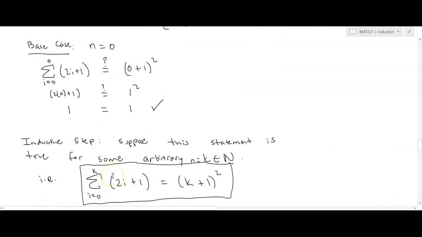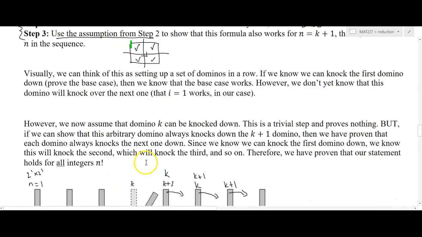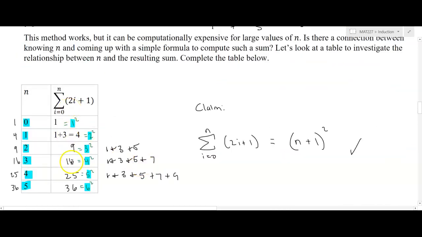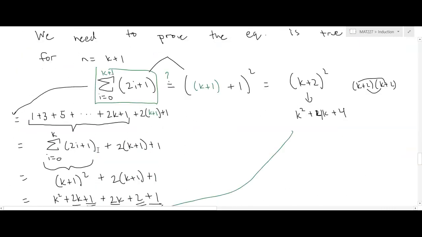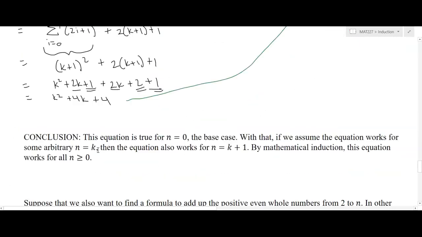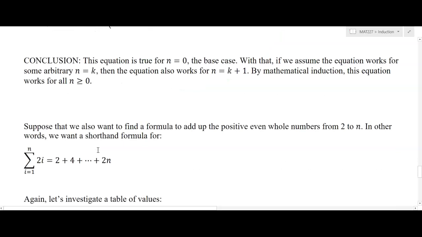And we're done. We've just established that our observation of how to sum together a bunch of odd numbers seems to be working for every single value of n, and so we can say that our claim is solid now.